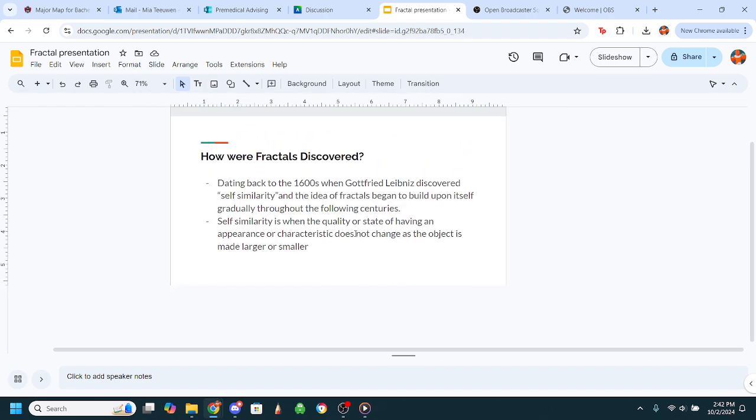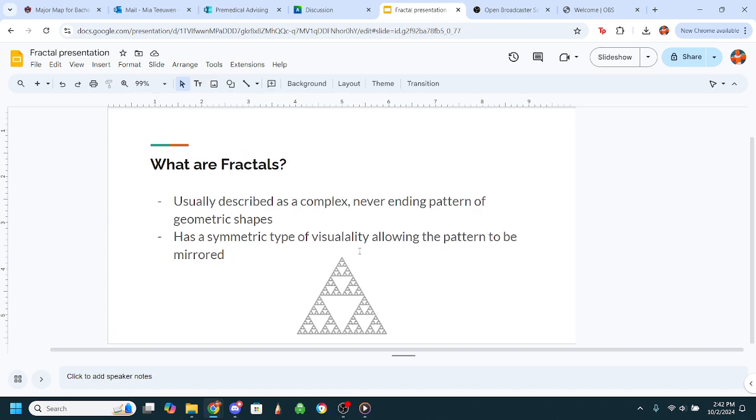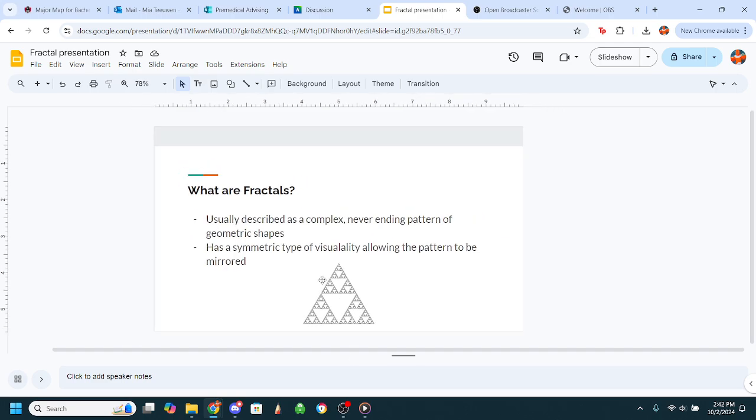How were fractals discovered? Dating back to the 1600s, when Gottfried Leibniz discovered self-similarity, the idea of fractals began to build upon itself gradually throughout the following centuries. Self-similarity is when the quality or state of having an appearance or characteristic does not change as the object is made larger or smaller. So again, using this triangle example, we can see that this big triangle has 3 of these medium-sized triangles in it, and then this medium-sized triangle has these 3 components in it as well. So it does not change no matter how big or small the scale is.